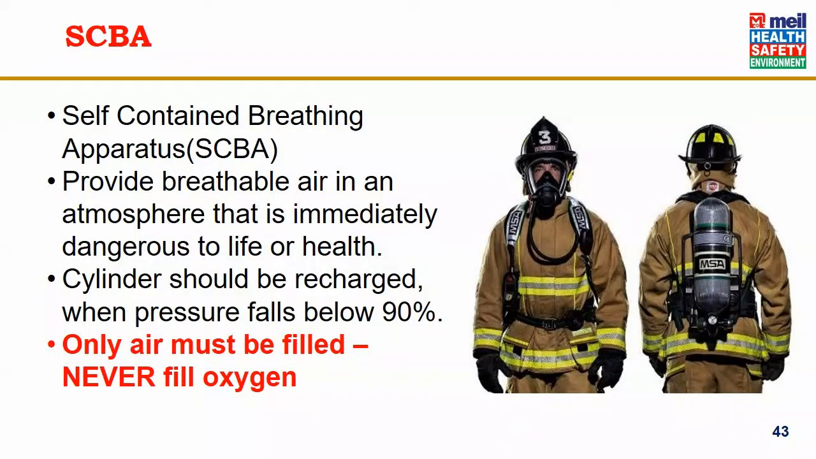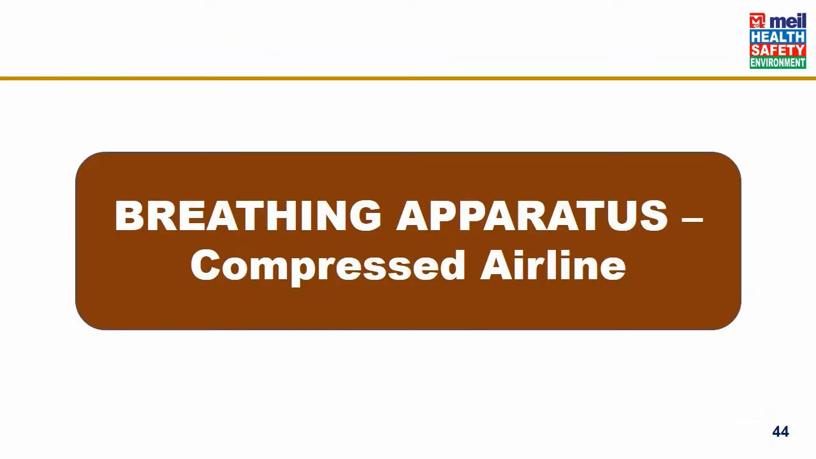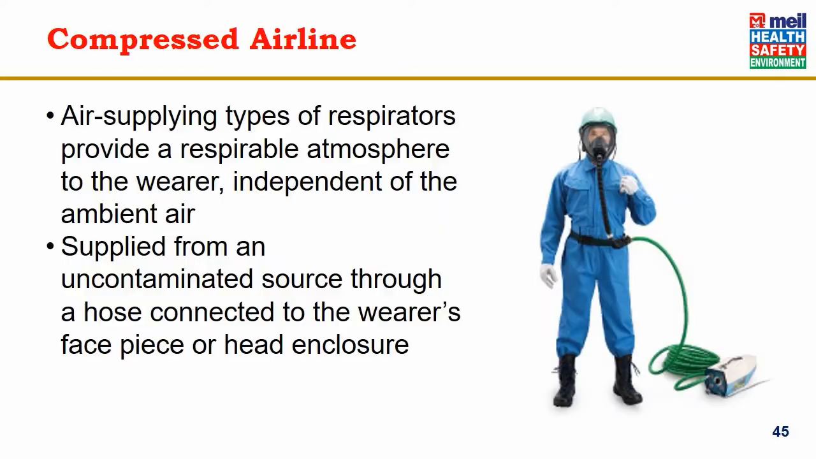Breathing apparatus, another type is compressed airline. Air supplying types of respirator provide a respirable atmosphere to the wearer independent of the ambient air used when long-term work is expected. The self-contained breathing apparatus can provide only for a limited time of air supply. When you need long-term, you have to go for compressed airlines. The supply of air is maintained from an uncontaminated source through a hose connected to the wearer's face piece or the head enclosure.